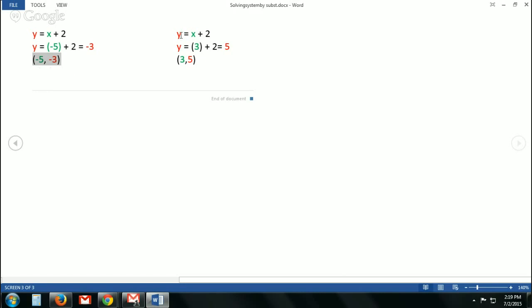For the other one, again, back in y equals x plus 2, let's substitute 3 in the place of the x. 3 plus 2 is equal to 5. x is 3, y is 5. So here is my other solution.